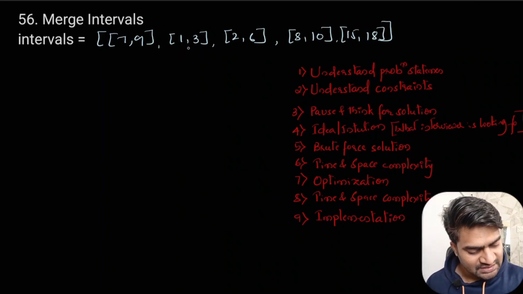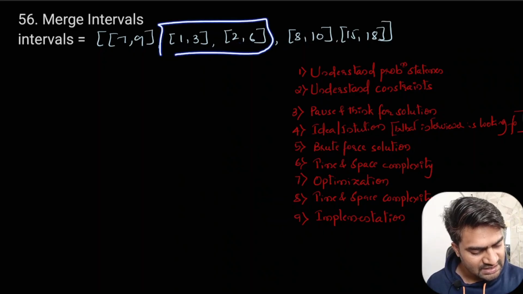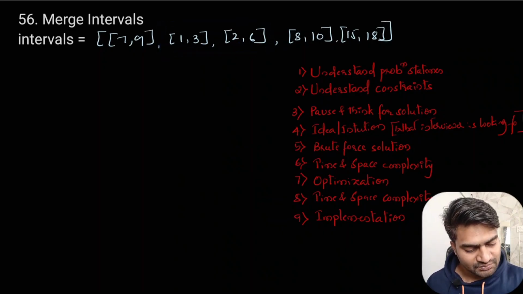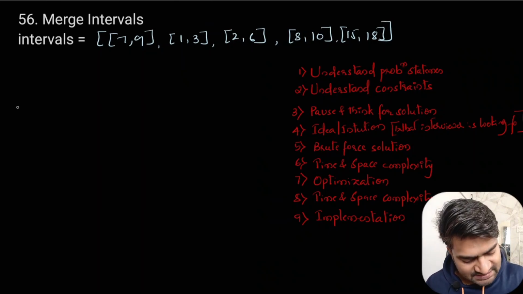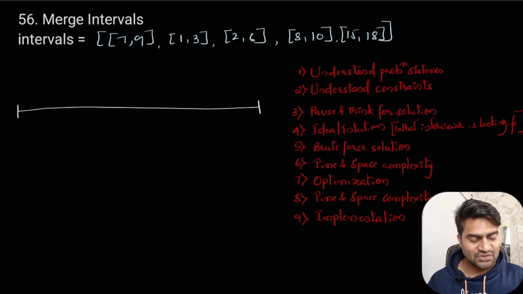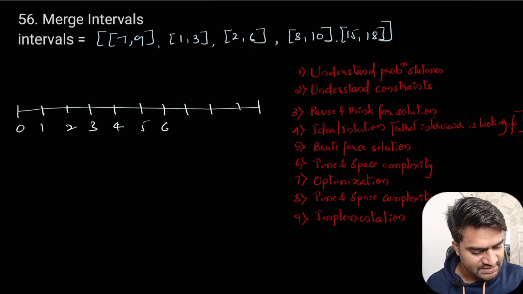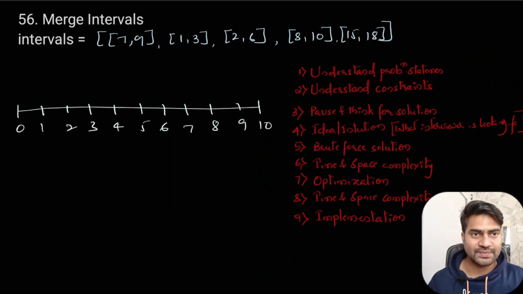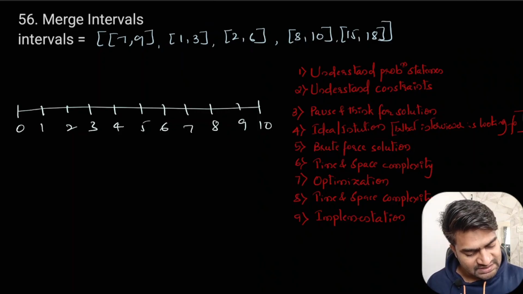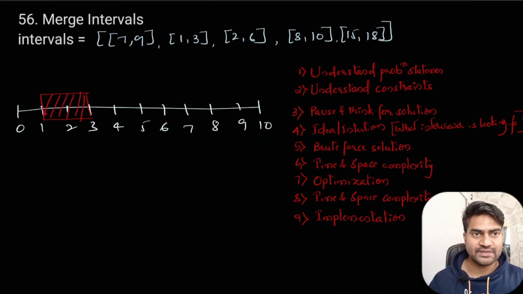Let us take these two values, 1 3 and 2 6. What exactly does 1 3 mean? Let us take a small range of values, something like this: 0, 1, 2, 3, 4, 5, 6, 7, 8, 9, and 10. Now I will take the range 1 to 3. It means my first interval will be in this particular range, 1 to 3, correct?